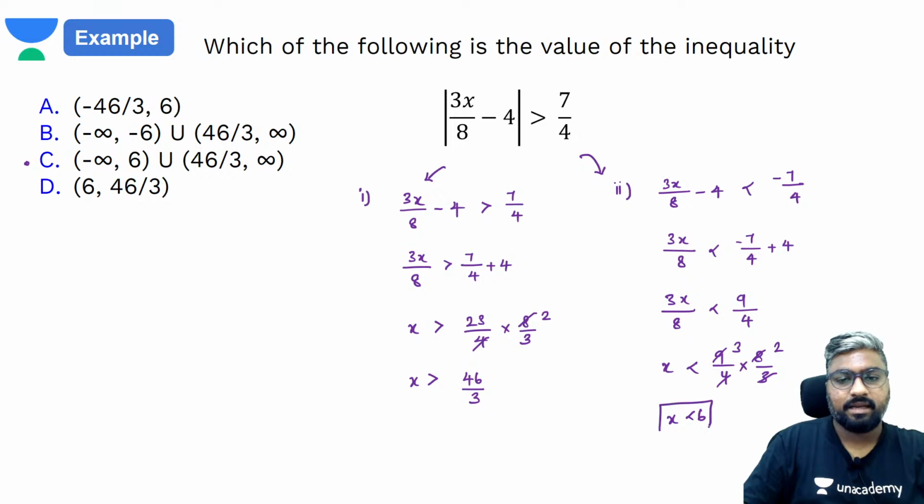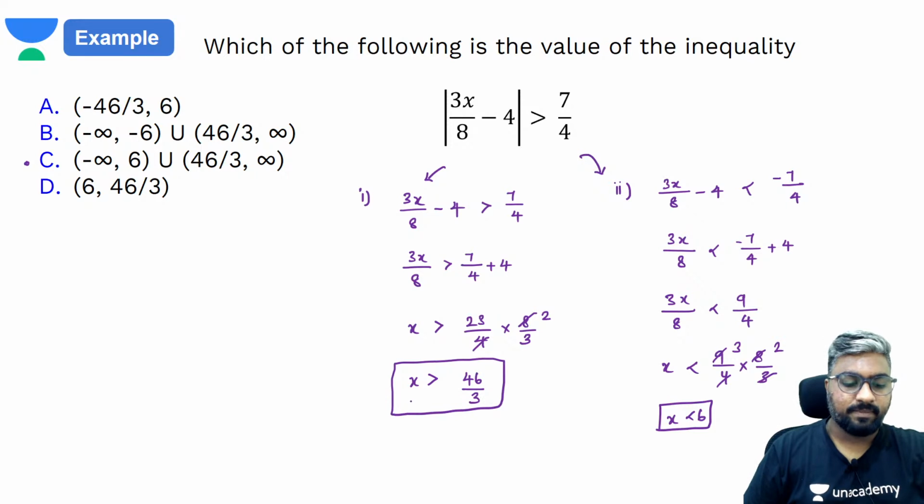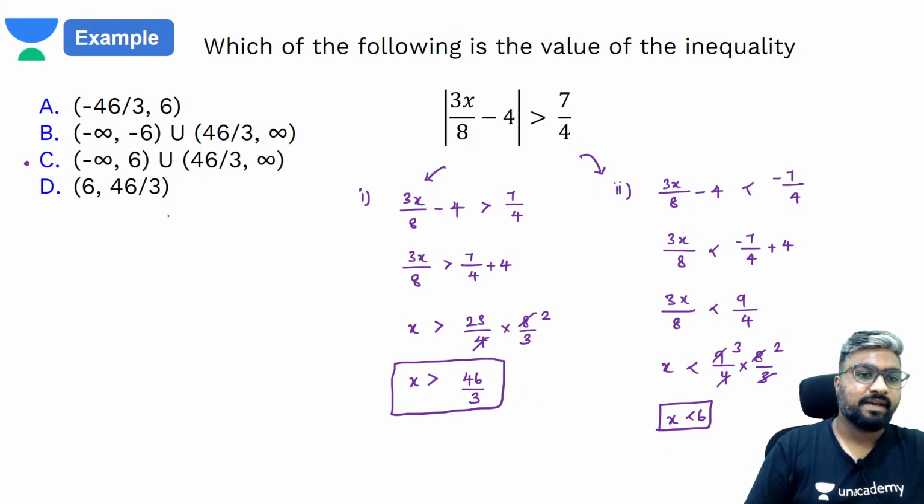Am I making this clear, everyone? Yes. How much is 46 by 3, guys? 46 by 3 will be a little more than 14, correct? 42 by 3 is, sorry, 45. 15 से थोड़ा ज़्यादा. Understood? So 15 से ज़्यादा होना चाहिए वैल्यू या फिर 6 से कम होना चाहिए. Which of these will satisfy this?